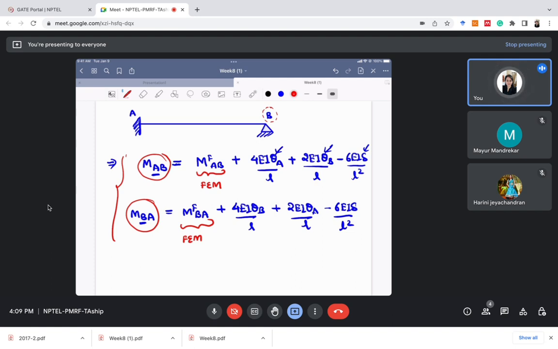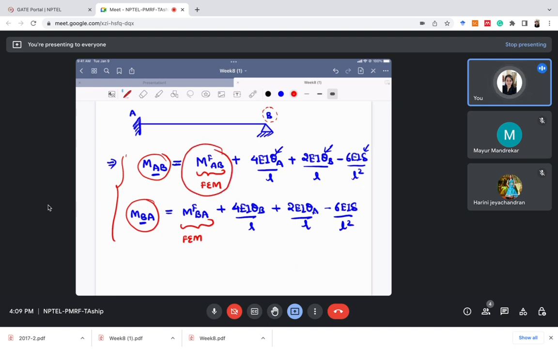Theta A and theta B, if they are in clockwise direction, they will be positive. Delta will be positive if the right hand support sinks in downward direction. Otherwise, it will be negative. I hope this is clear. So till now I've just discussed the slope deflection equations and the sign conventions for it. Now we will see what are the fixed end moments.